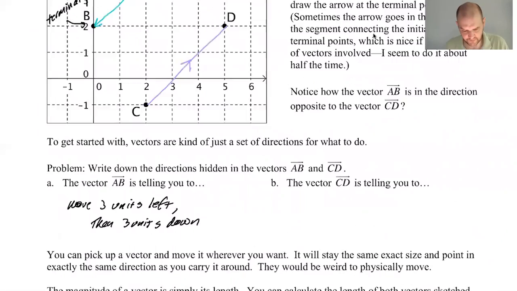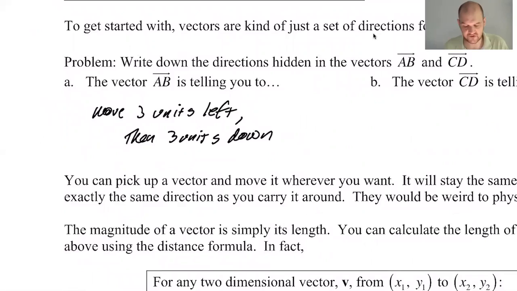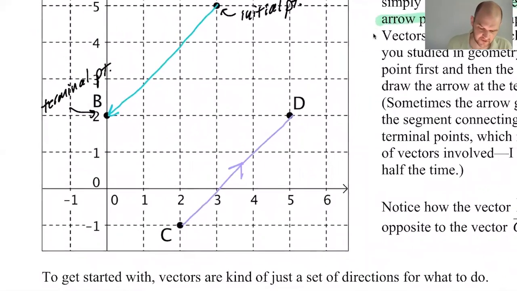So for example, say you start at the point 2, 2. And then someone says, from 2, 2, apply the vector AB. Apply that set of directions. Well, what are you going to do? You're going to go 3 units to the left. You're going to go 3 units down. And you will end up doing this.